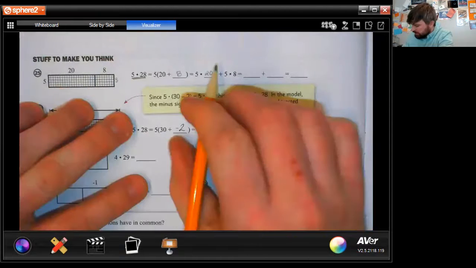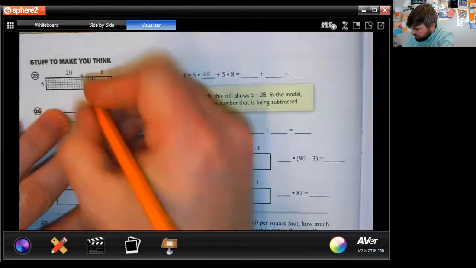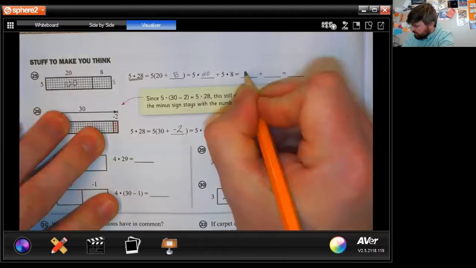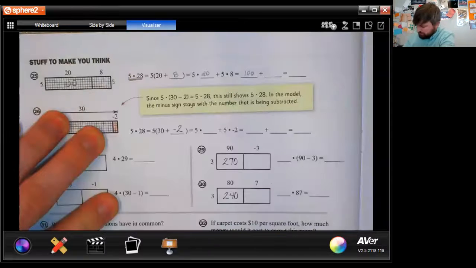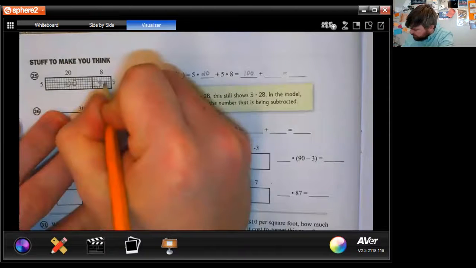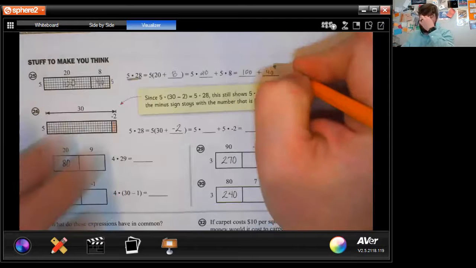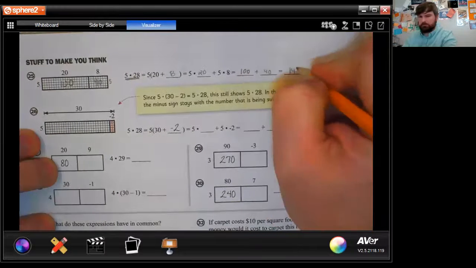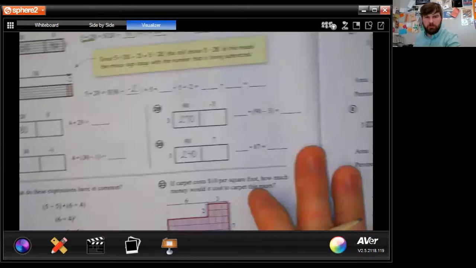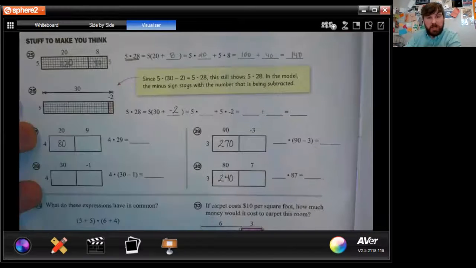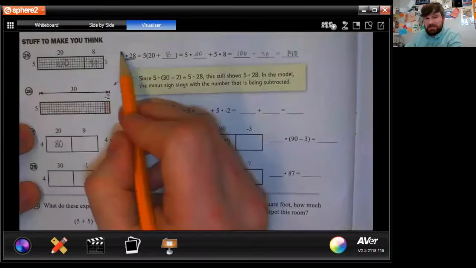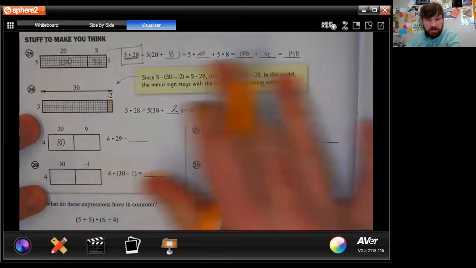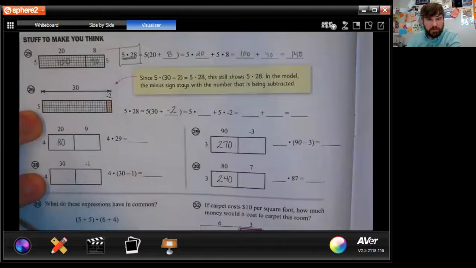So this 5 times 20 is 100. You got 100 little boxes there. So you got 100 plus 8 times 5 is 40. So you got 40 there. And 100 plus 40 is 140. Notice we didn't have to use a calculator. If you do this by itself, you may need a calculator, but this is a much easier way of doing it all in your head.